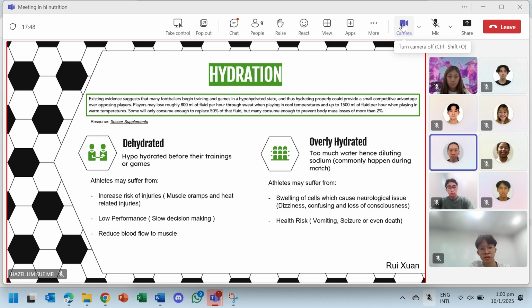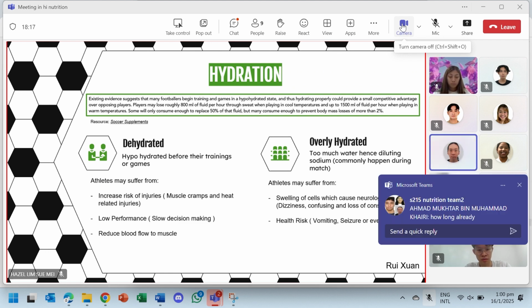So next up, we have being overly hydrated, which is also known as water intoxication. This is caused by having too much water, which dilutes the sodium, and it happens commonly during the match, as athletes may have extended playtime or fear of dehydration when they are on the court. Hence, athletes may suffer from swelling of cells when you drink too much water, and it will cause neurological issues such as dizziness, confusion, or even loss of consciousness. Some of the health risks are also seizures or, in the worst case scenario, death.